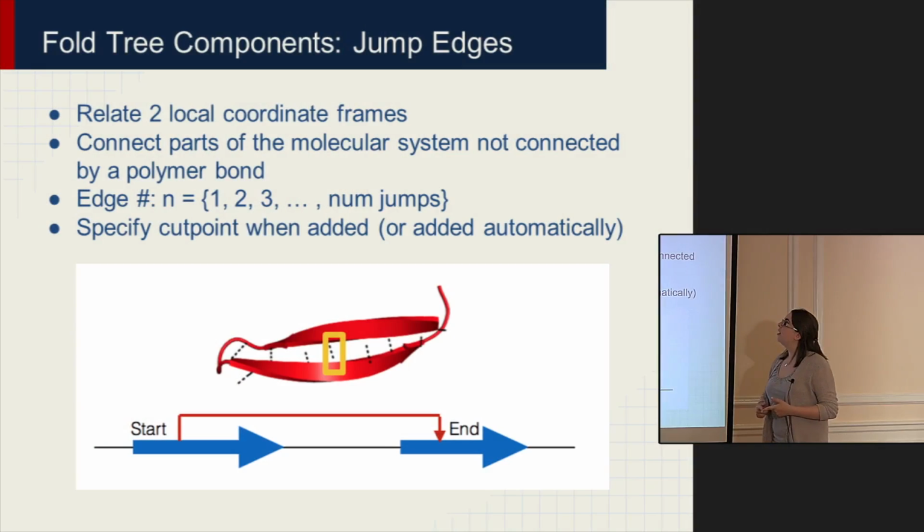We name the jump edges using consecutive integers, so 1, 2, 3, and the number of jumps you have in your fold tree is always equal to the highest numbered jump edge. And then when you add your jump, you'll specify a cut point. An example of a particular jump is between the two beta strands to represent that geometric connection.